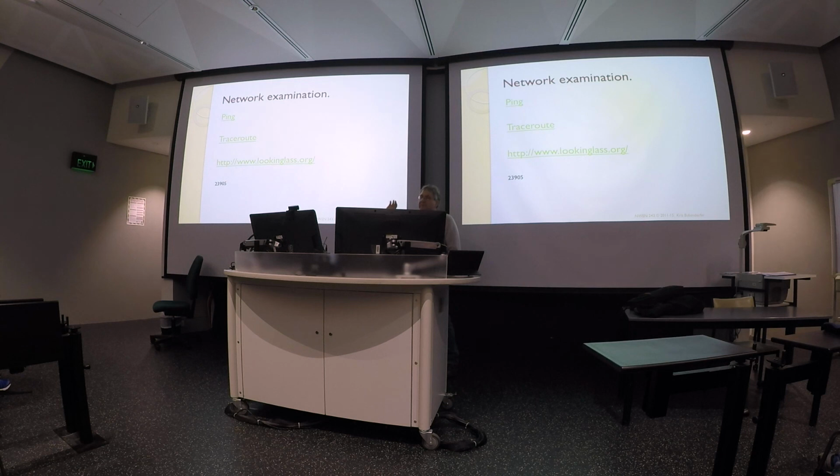Now look, maybe I'll do these during the tutorial, but ping you should all be familiar with. Traceroute, some of you may or may not. I'll show you that in the tutorial. And Looking Glass is where you can look up the regional internet registries' lists of autonomous systems. If you manage to find number 23905, that's this university, which is of course an autonomous system. In fact, it has several entries. So it's worth having a play with those, but I will go through them on Tuesday as part of the tutorial.